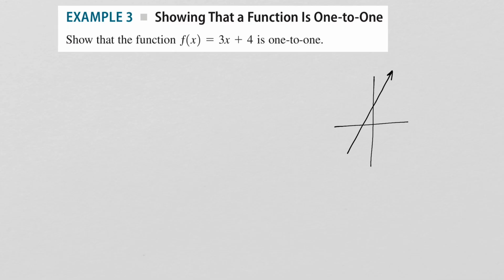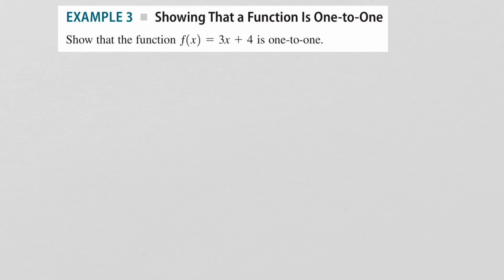It's going to look something like this. And then you can imagine that any possible horizontal line that you would draw would only intersect that graph one time. So we can get a sense that it passes the horizontal line test. But can we show that it's one-to-one algebraically?